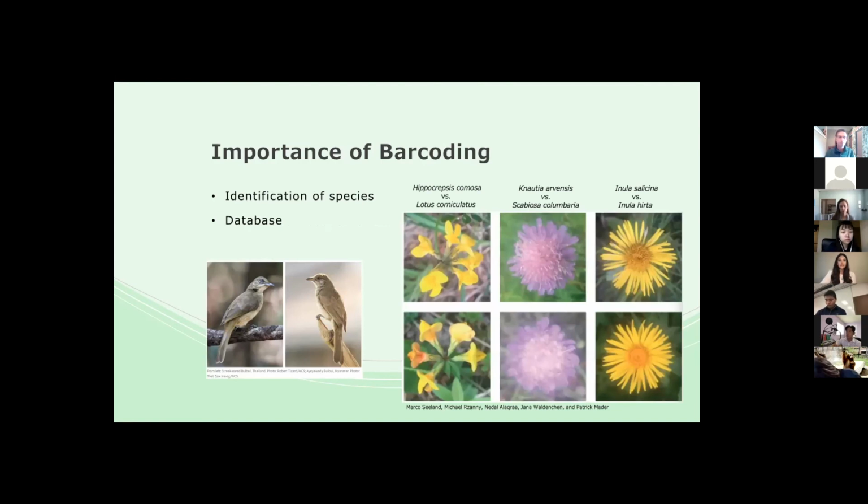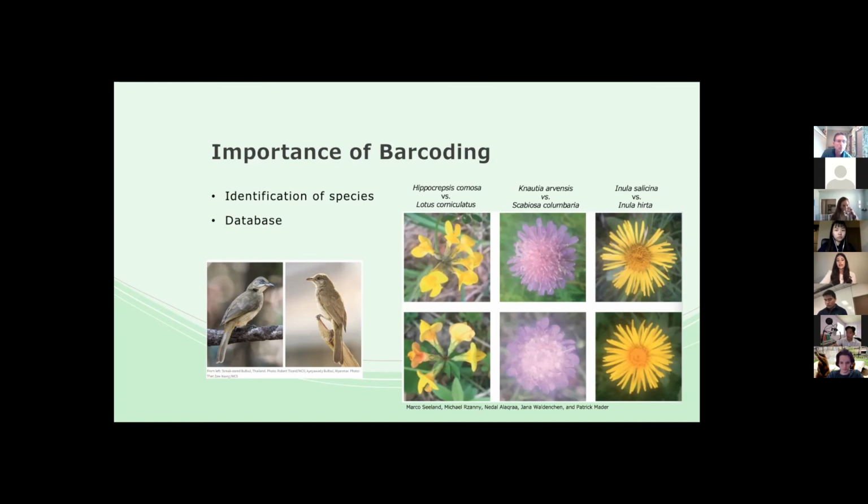The importance of barcoding, as I've previously stated, is the identification of species. As you can see from the pictures on the slide, even if they're not within the same genus, species can still look extremely similar and can be mistaken for each other. So it would be more beneficial to barcode them and look at the genetics, as opposed to just the physical aspects, because they could be mistaken for one another and not be identified properly.